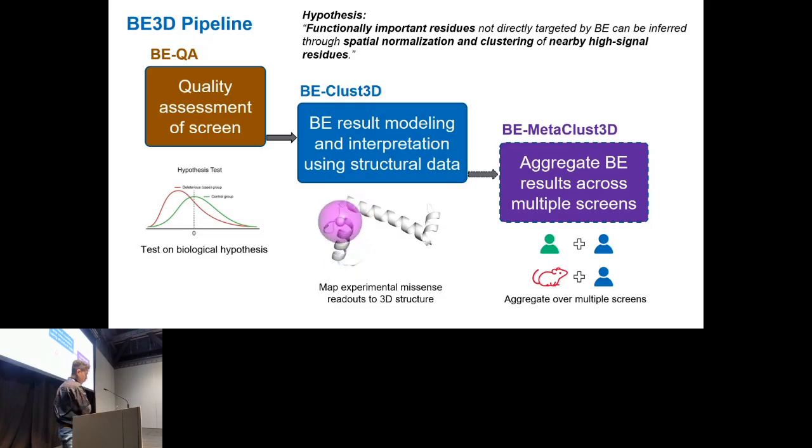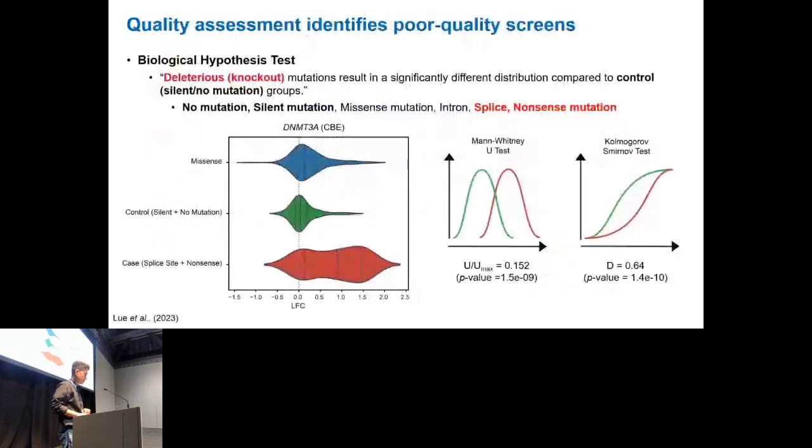So we start with the QA, which is quality assessment of each screen, and then we pass only QA-passing screens to the next step. In the next step, we calculate a new score called LFC3D, a 3D-aware LFC value based on 3D normalization. I'll introduce a bit more detail in later slides. Then the next part is MetaCluster 3D. When we have multiple screens, how can we aggregate them, interpret them, and get the right consensus result. So the QA is how we assess the quality of the screen.